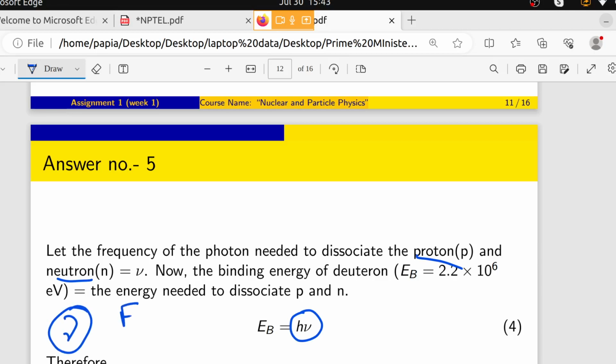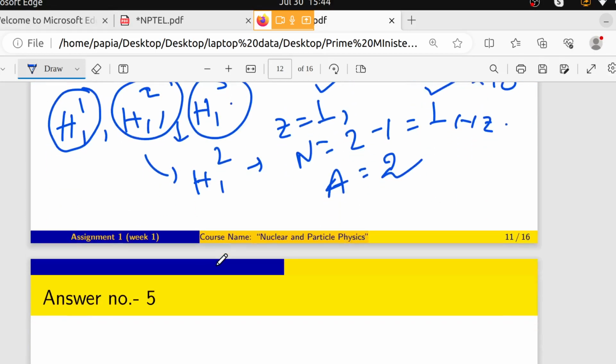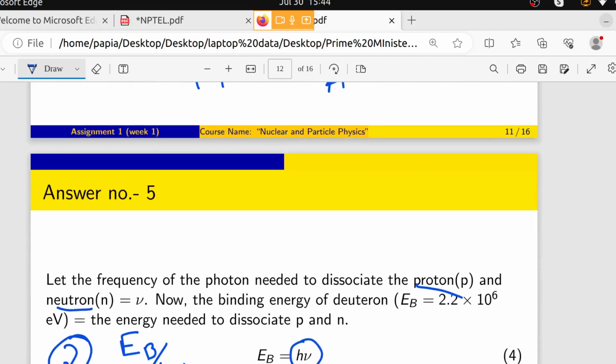What will be the value of nu? Nu will be EB divided by h, a very simple one. So if I put here the value of h, then we can have the value of nu as 5.3 into 10 to the power 20 Hertz. You can see in that question they are asking about something into 10 to the power 20 Hertz, that means we have to put only this number as the answer. And here they have already mentioned the value of h. h is 4.136 into 10 to the power minus 15 electron volt into second. So if I put these values, then we can have the frequency, and frequency will be in second inverse.